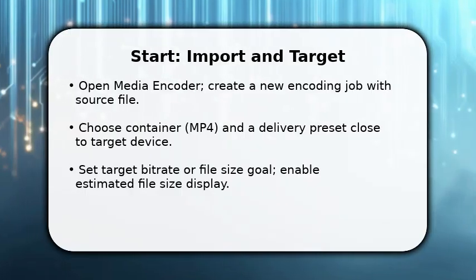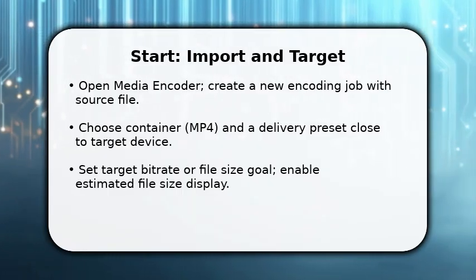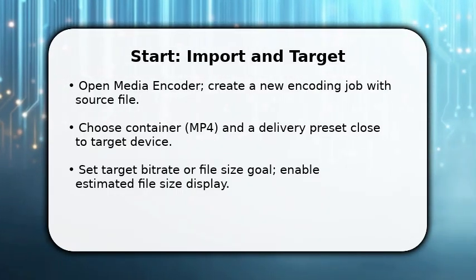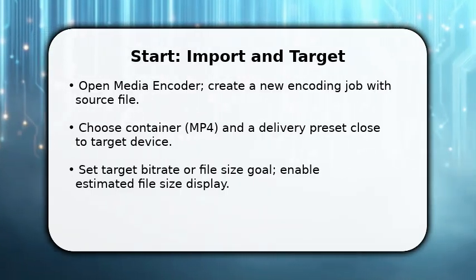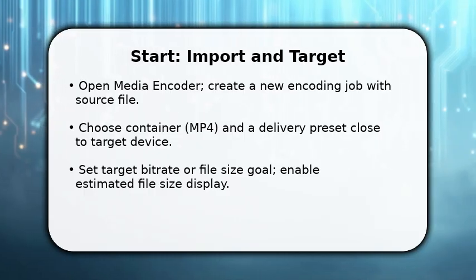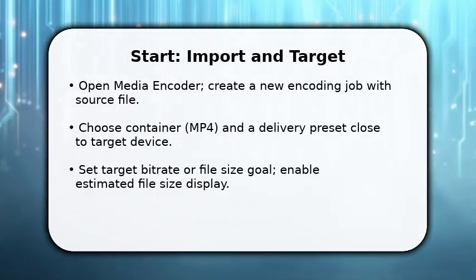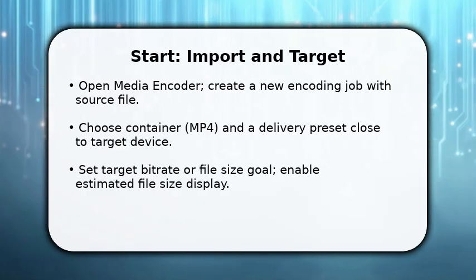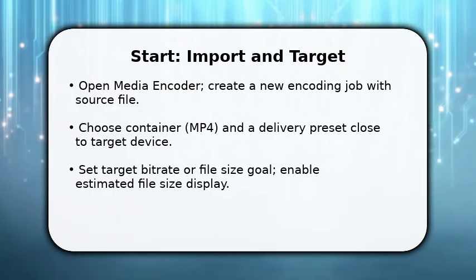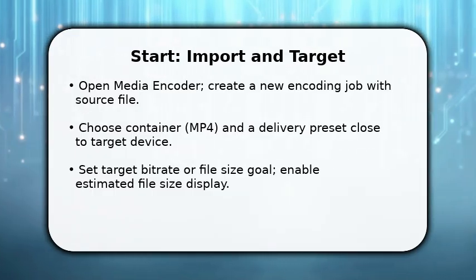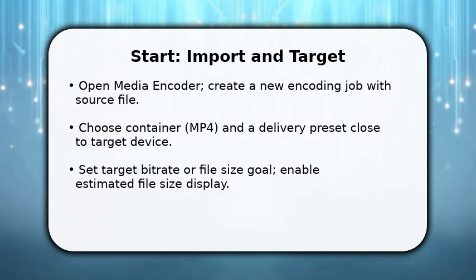You begin by importing the source into Media Encoder and immediately choosing a container and preset that match your delivery needs. Choose MP4 for broad compatibility, then set a concrete target bitrate or file size goal so the encoder optimizes toward a measurable result. Once done, make sure to enable the estimated file size and preview a few seconds. That gives you feedback before heavy work. This first step steers every subsequent change, so pick a realistic size and device profile now.